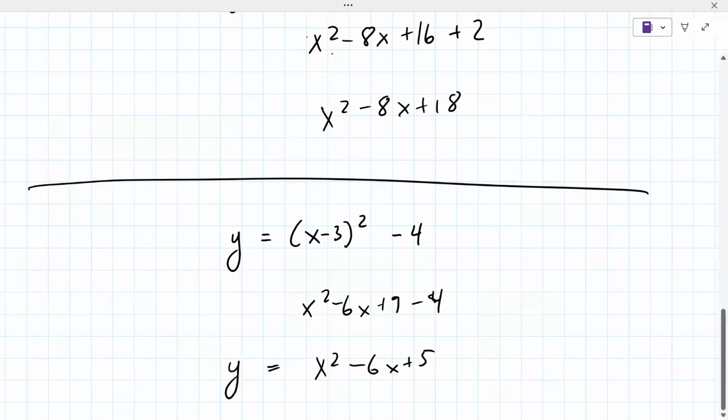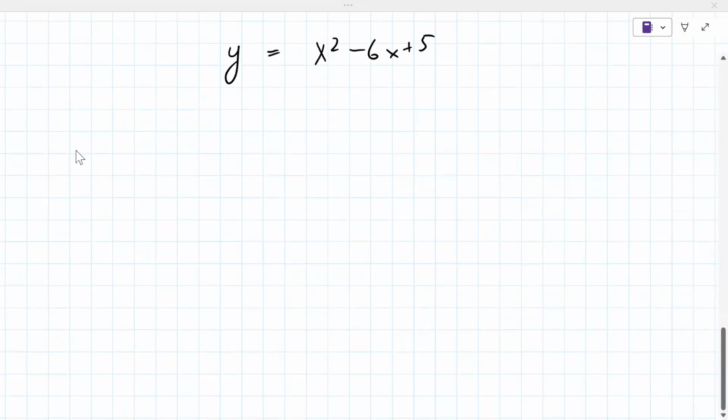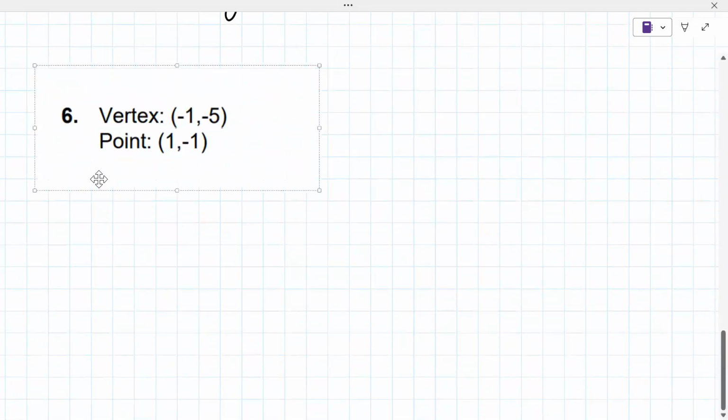All right, let's do another problem here where I give you the vertex and a point and see if we can work through that. There it is. All right, so here we go. First, if you could put this in vertex form, and then you'll want to solve for A.